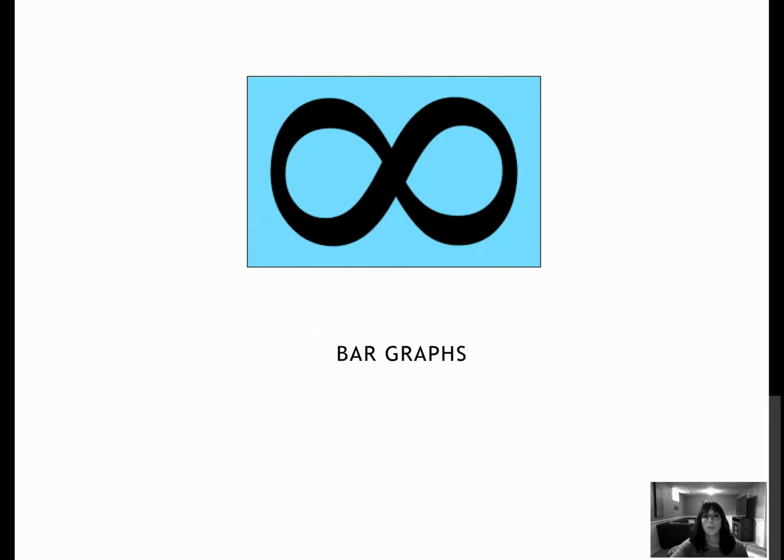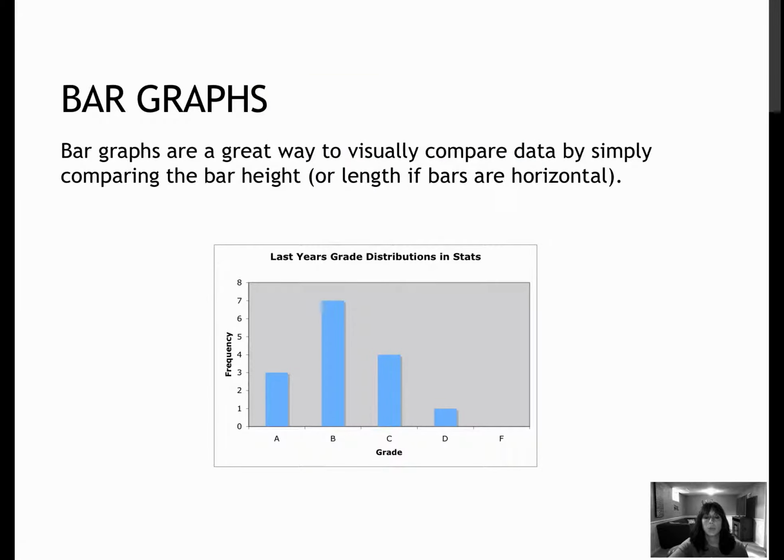This lesson is on bar graphs. So bar graphs are a really great way to visually compare data just by looking at the picture. We don't even really have to think too much. We just compare bar heights or lengths if we have the bar graph turned on its side.